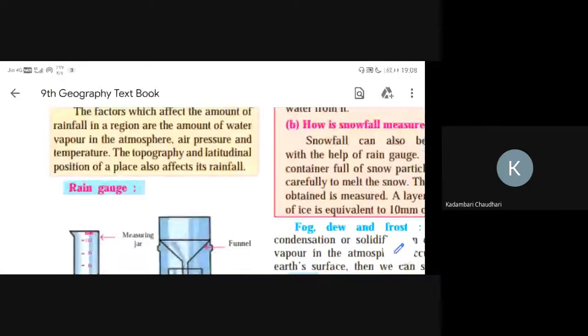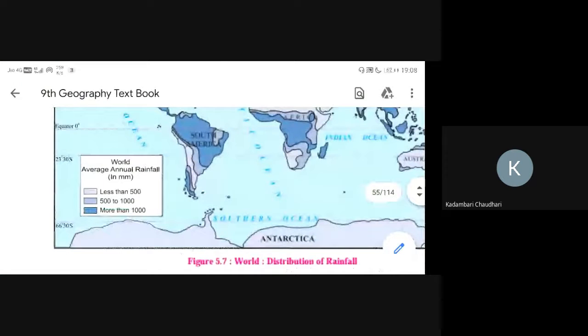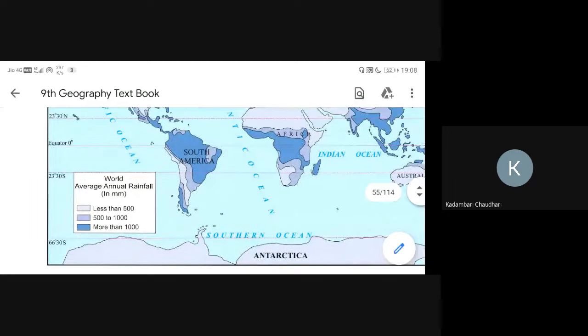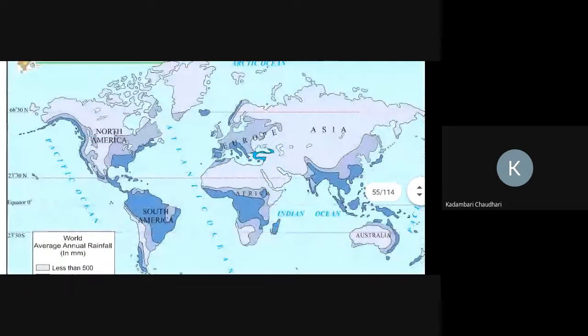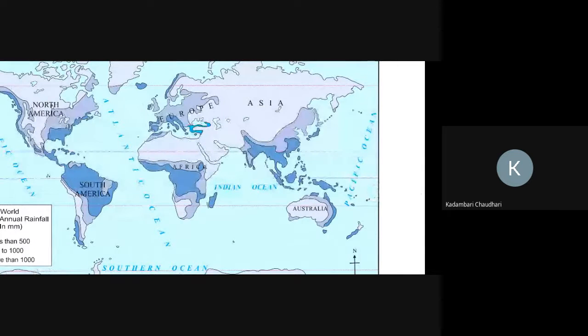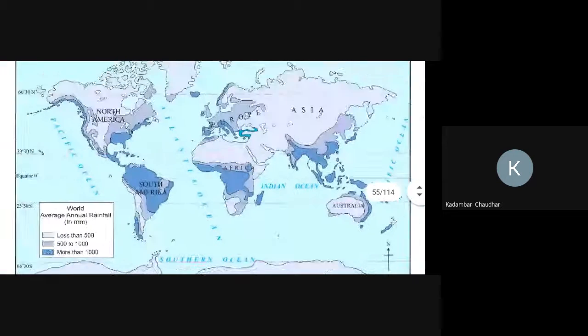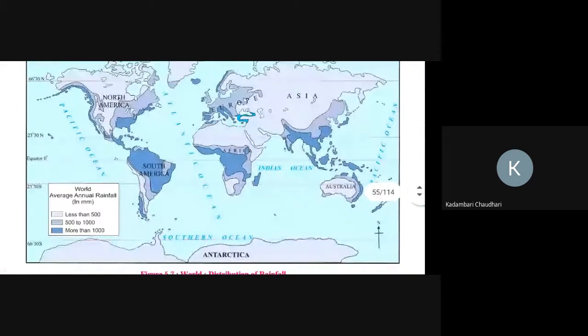You can go through that particular map or figure, because it is not very difficult. Just go through whatever I have told you. See here is the index, and according to that you can see in which part of the earth, in which continent, in which specific area there is very high rainfall. All right, so go through it and study on your own.